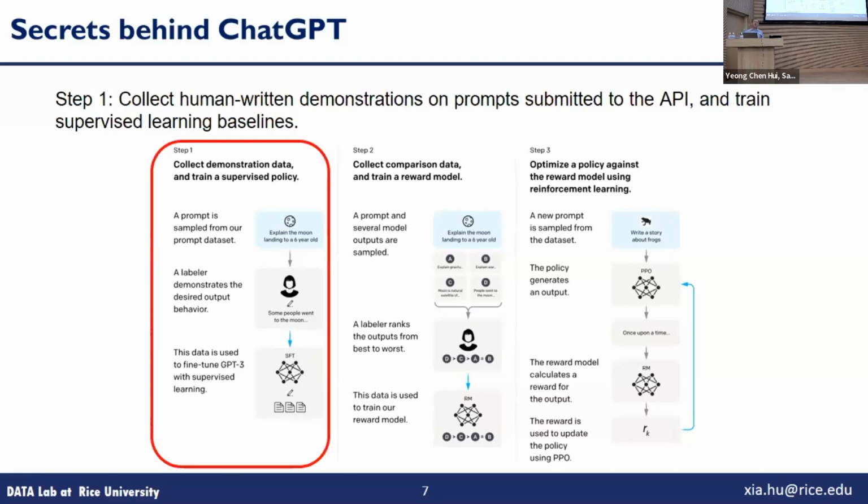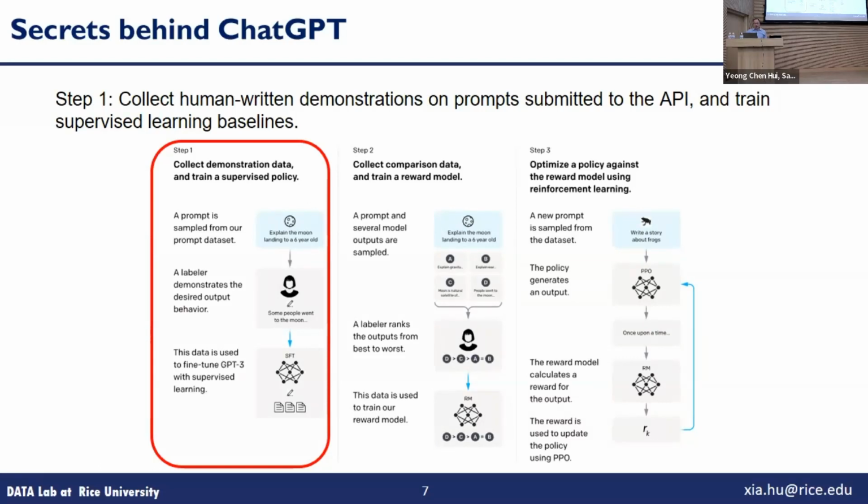And it can be roughly divided into three steps. The very first step is to collect human-written demonstrations on prompts submitted to the API and train supervised learning baselines. And it works in this way. Firstly, a prompt is sampled from our whole prompt dataset. A prompt is the way you interact with a large language model. Here we show an example: try to explain the moon landing to a 60-year-old. And this is an example of a prompt for ChatGPT.